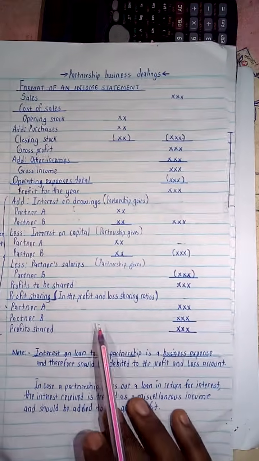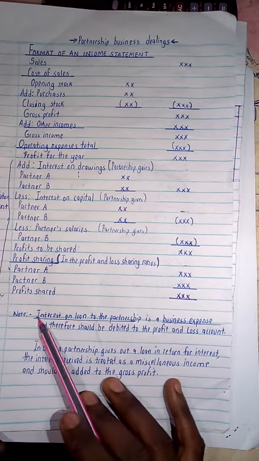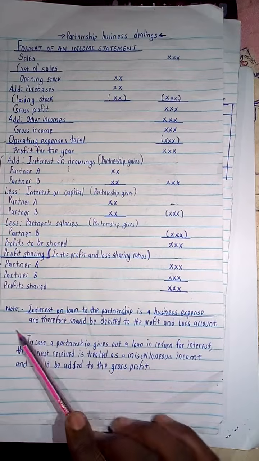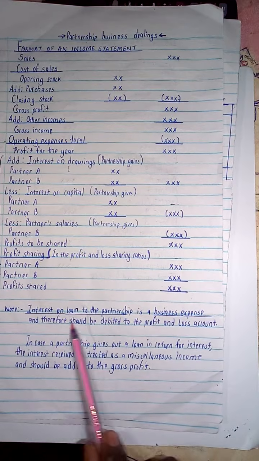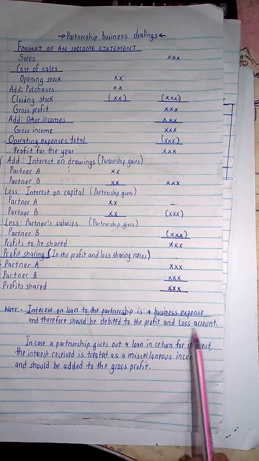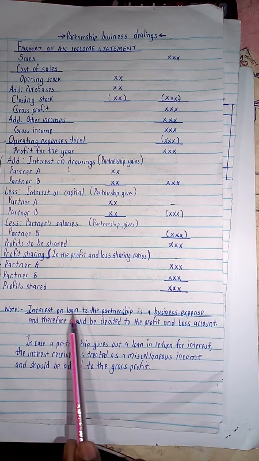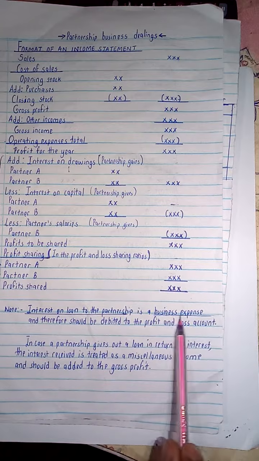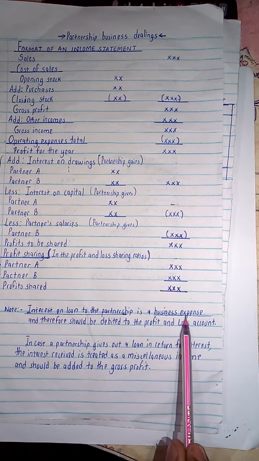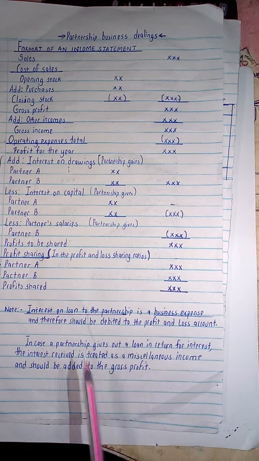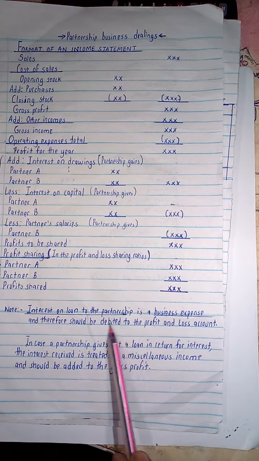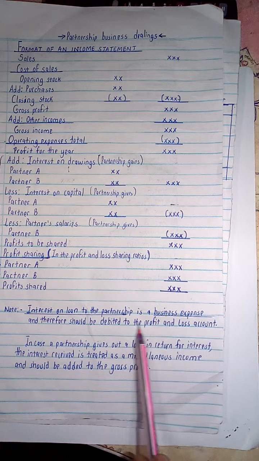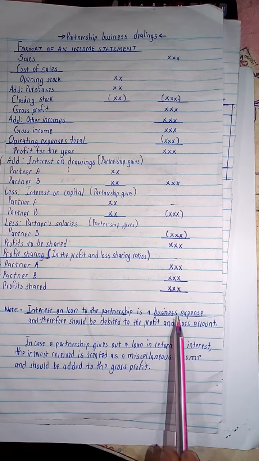After knowing that, you go to the note. Here they're saying, note, interest on loan to the partnership is a business expense and therefore should be debited to the profit and loss. So whenever you're getting interest on loan to the partnership, it is a business expense and it will be debited to the profit and loss. And whenever you're debiting the profit and loss account, it means an expense.